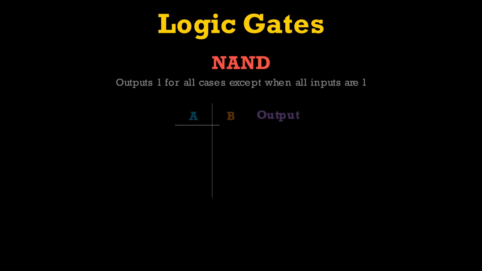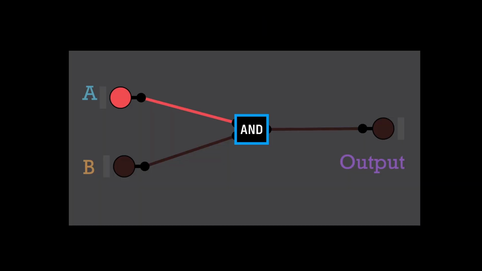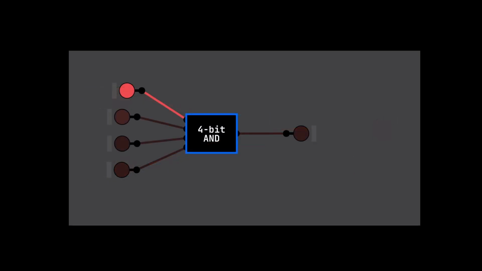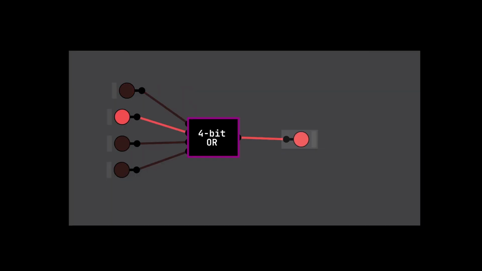The NAND gate is the opposite of the AND gate, and it outputs 1 for all cases, except when all inputs are 1. One last thing, logic gates also aren't bound to just 2 inputs. Using whatever their underlying rule is, you can make them have any length. For example, this 4-bit AND gate will be on when all of its 4 inputs are on, and this 4-bit OR gate will be on when any of its 4 inputs are on.